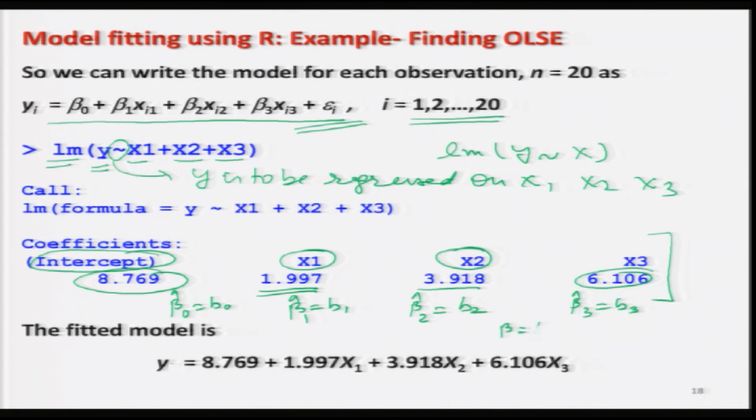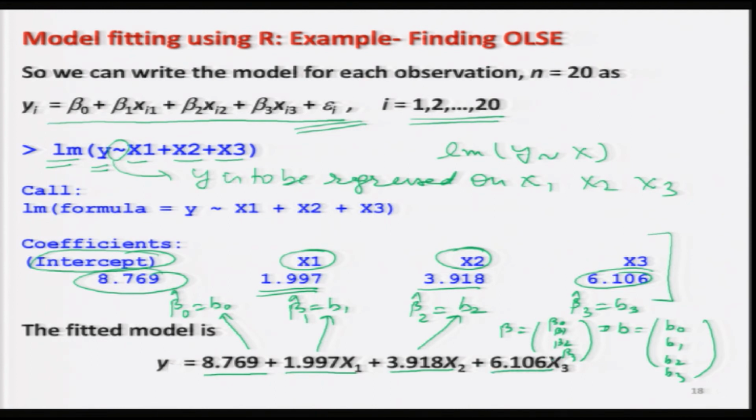So what is happening here? You had the coefficient vector beta as beta 0, beta 1, beta 2 and beta 3, and these values have been obtained by the ordinary least squares estimate b, whose values are given by b0, b1, b2 and b3. Now based on that, your fitted model will become y is equal to b0 coming from here, plus b1 coming from here times x1, plus b2 coming from here times x2, plus b3 times x3.